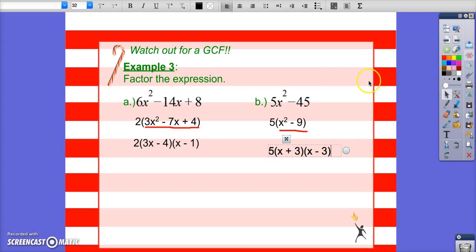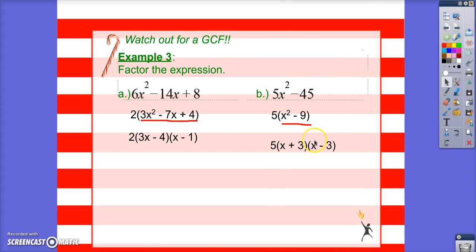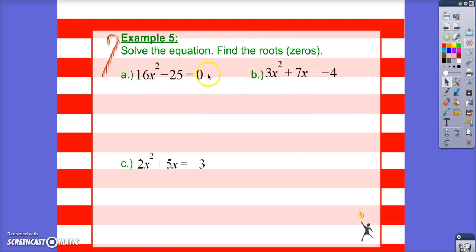Remember, at any time you could also multiply everything out. You could FOIL and then distribute, and you should get the same answers here. So one last slide here. We're going to add a step again, just like the other day. We're going to factor, but we're also going to find the zeros.